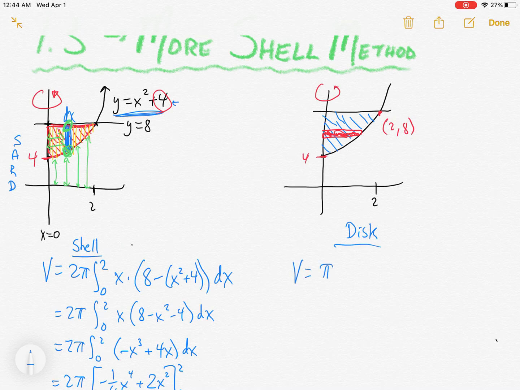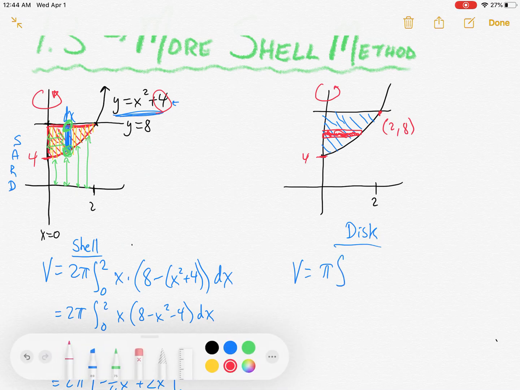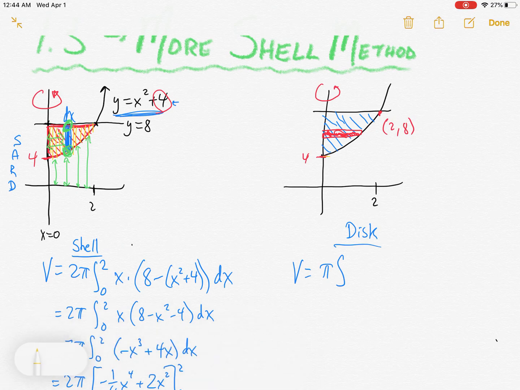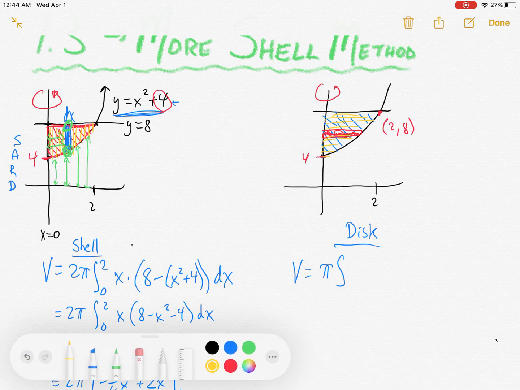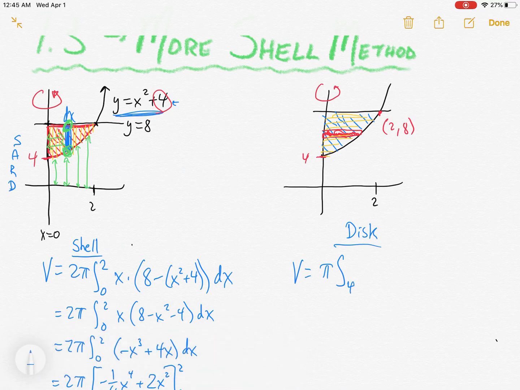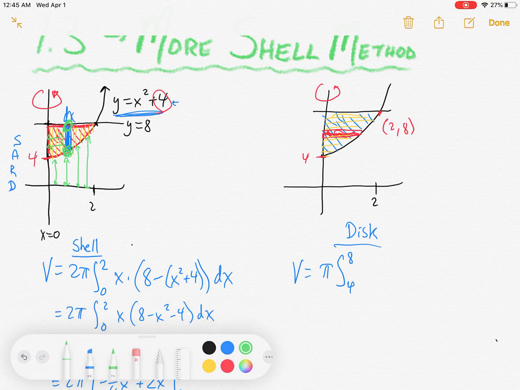So for disk, we just put a pi. Our bounds. What are the bounds? You think we're getting used to this? They are from 4 at the lowest up to 8 at the highest, right? And it's like, is this really going to be the same thing? Well, I hope so. Hope we get our 8 pi.